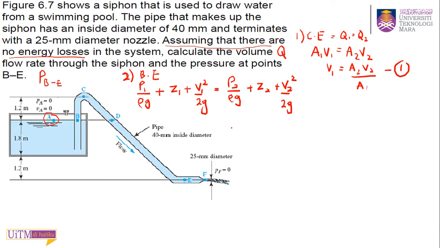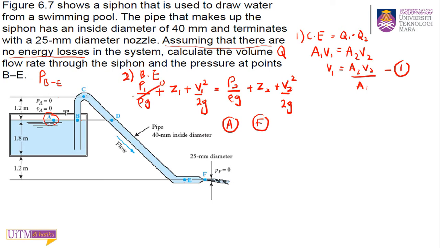So we take point A, and we want to find the velocity at the outlet nozzle, so that is VF. So we take point F. Because at point A the pressure is 0, this can be cancelled out.